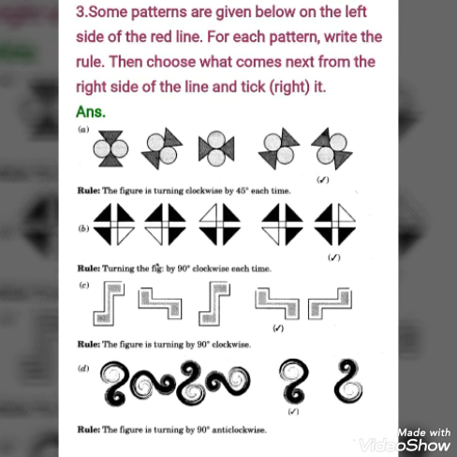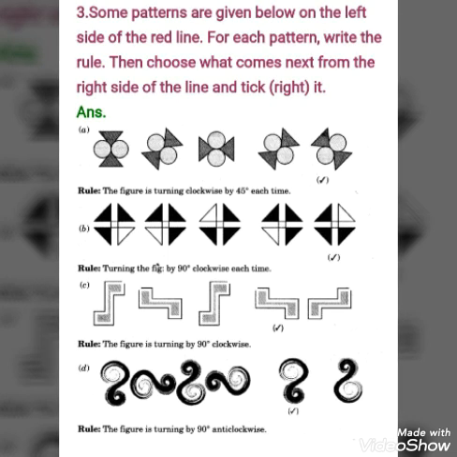Here the answer I have already given, where you can see the tick I have taken. So here the tick is the answer. And what is the rule? Why I have ticked that answer?